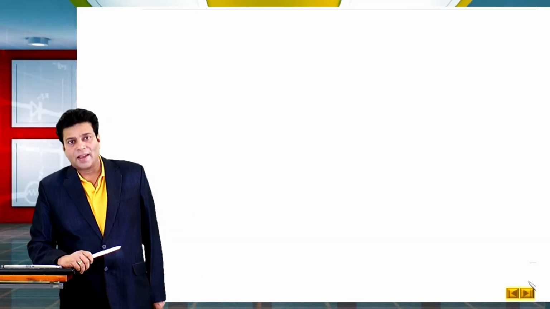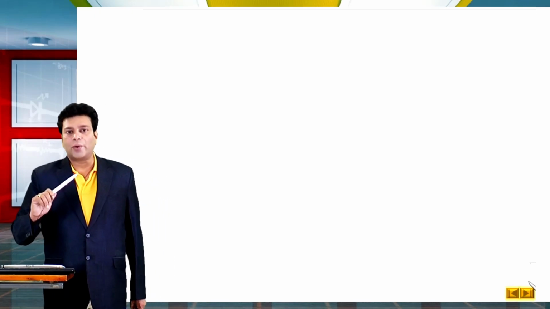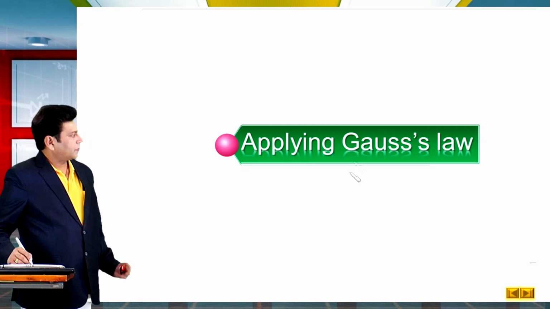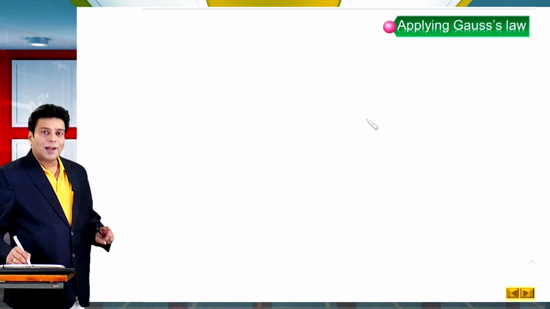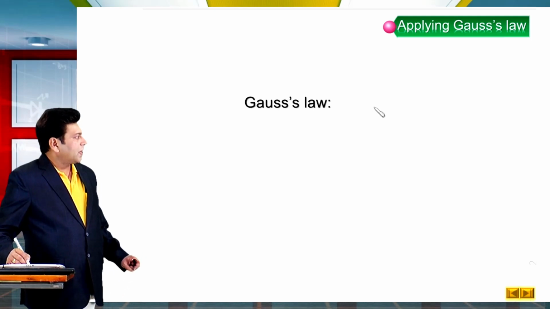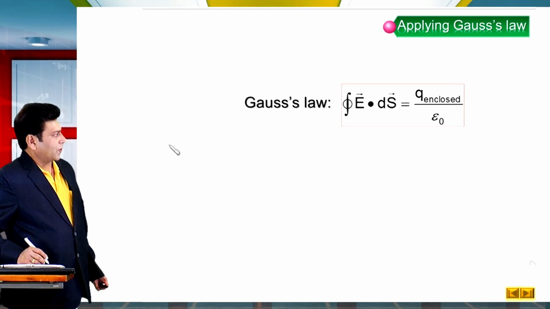Dear students, in this section we are going to learn the application of Gauss law, especially for calculation of electric field due to certain charge distribution. So here we are going to learn applying Gauss law. Let us write Gauss law. It is the closed surface integral E dot ds equal to Q enclosed divided by epsilon naught.